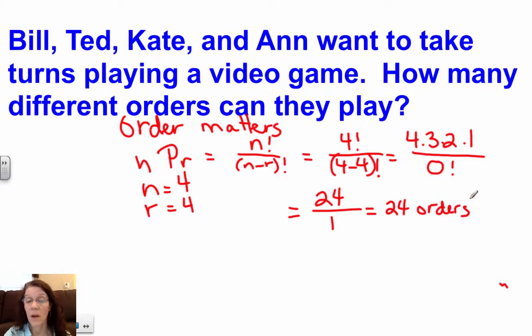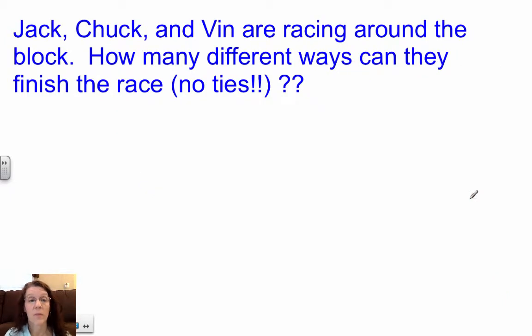Okay, all right, got another example for you. Jack, Chuck, and Vin are racing around the block. How many different ways can they finish the race? No ties. Every person's going to get a place, and since we're talking about places, think about what kind of equation this is, or which formula you are going to use. Is it a permutation or is it a combination? Pause it, try it, and let's check back and see how you did.